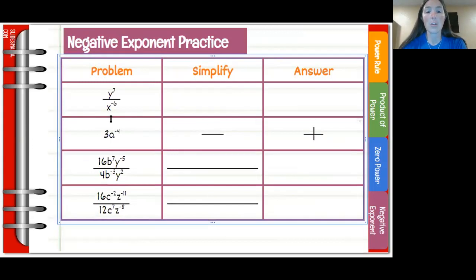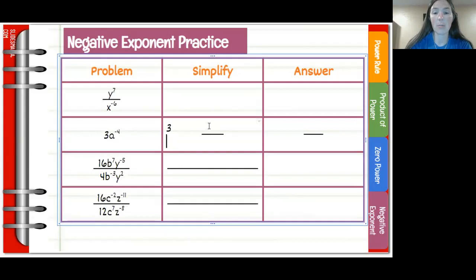Okay, so if we have 3a to the negative 4, what I want you to realize, or the way to see this, is as two separate terms. I have a 3 and an a to the negative 4th. So the base that has the negative 4 is just the a. It's not the 3 and the a. So I would end up leaving the 3 in the numerator.